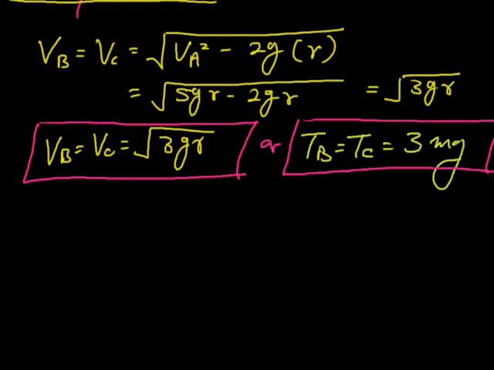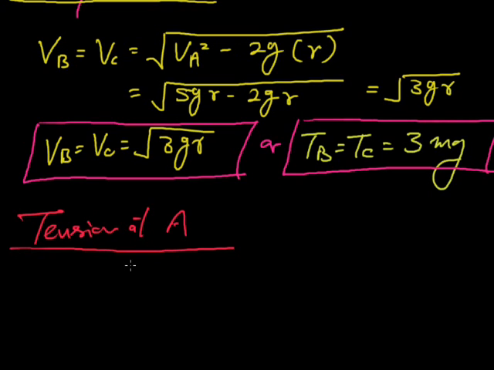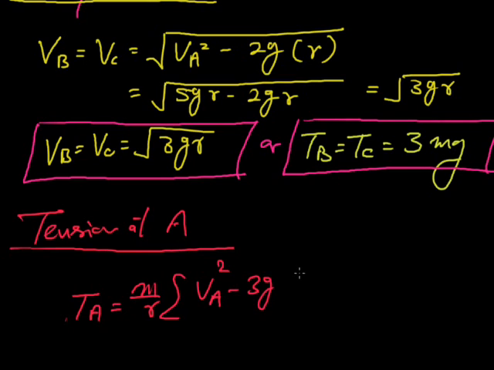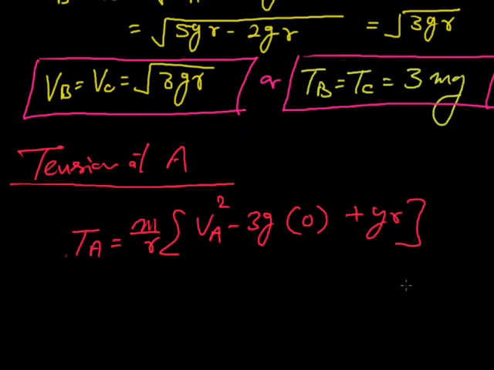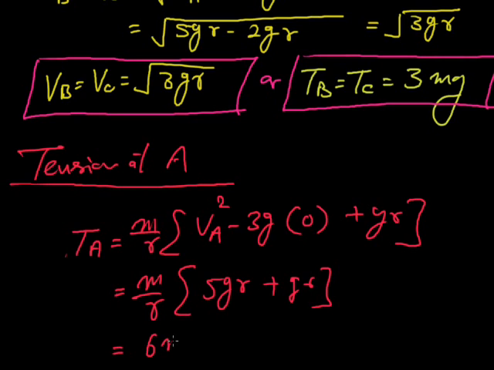At lowest point, what will be the tension at A? That is TA is equal to m upon r times (Va square minus 3gh plus gr), h is 0 here. That is m upon r times (5gr plus gr), that is equal to 6 mg. TA is 6 mg.